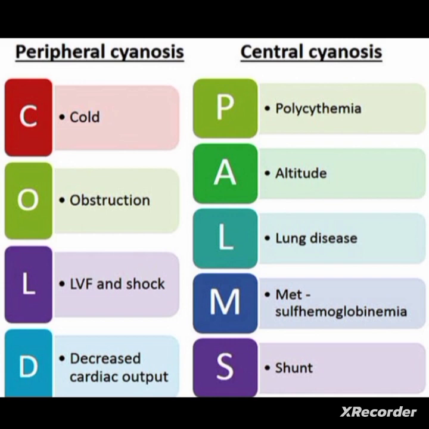In case of central cyanosis, it may be caused by polycythemia, high altitude, lung diseases, methemoglobinemia and sulfhemoglobinemia, and shunt. In all these cases, central cyanosis occurs. And you can remember the causes of central cyanosis by the mnemonic PALMS.